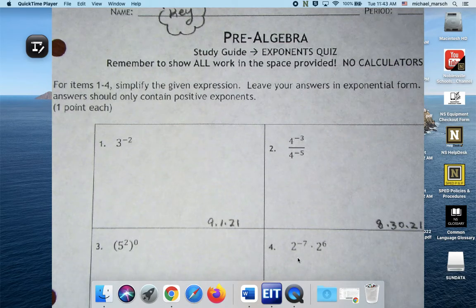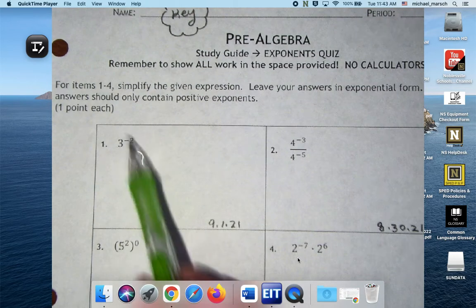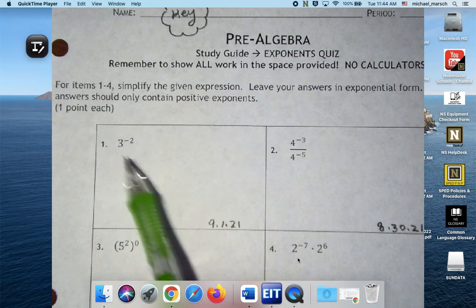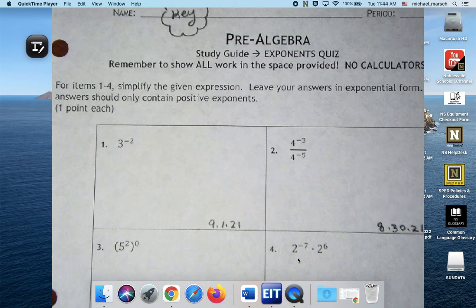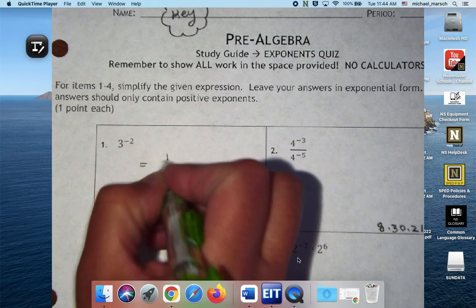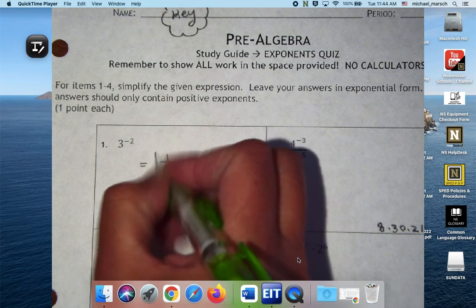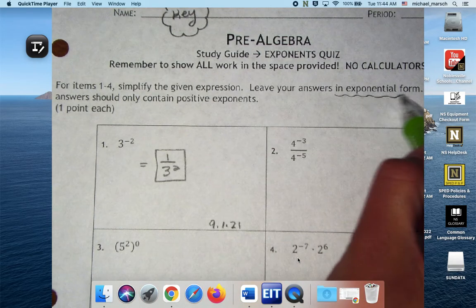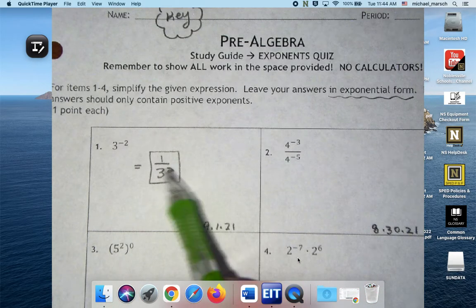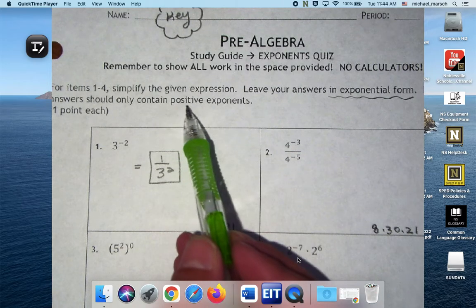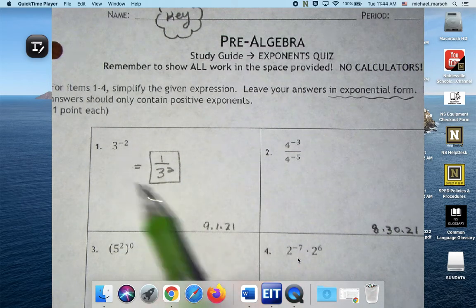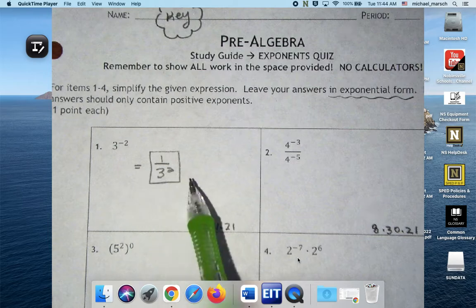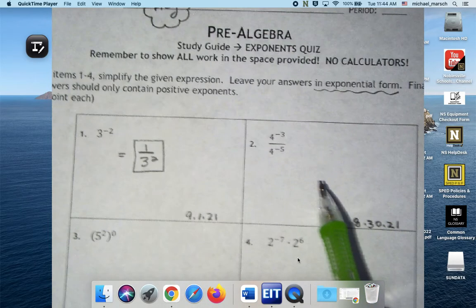All right, so for this first one, this is our negative exponent. So what do we do to fix it when it's a negative exponent? Landon? Yep. 1 over 3 to the second power. Right? So we want all of our answers in exponential form. So that means that we're going to have exponents in our answers, and they need to be positive exponents. So that's why we had to fix this one by flipping it. Right? How about number 2?